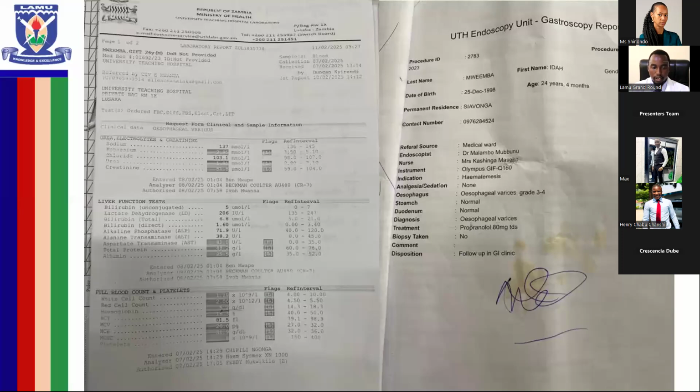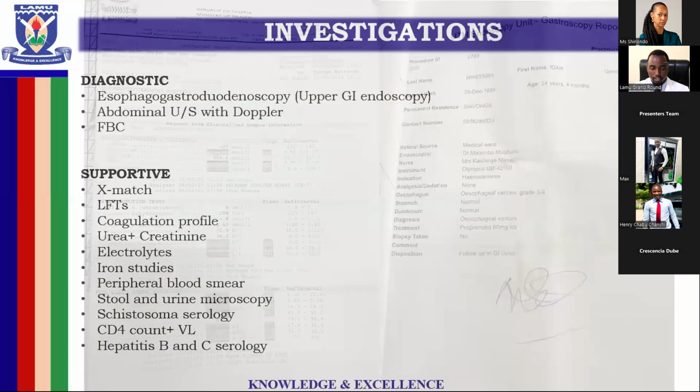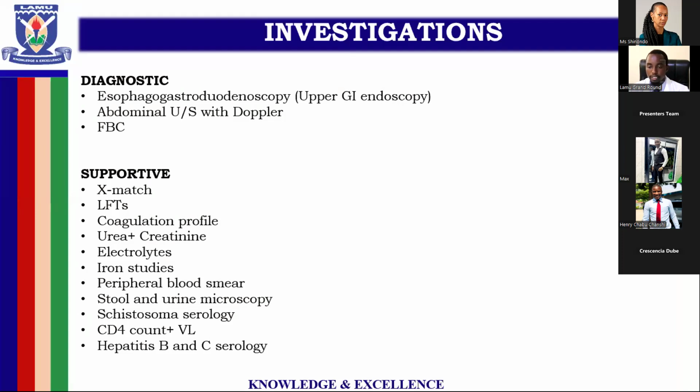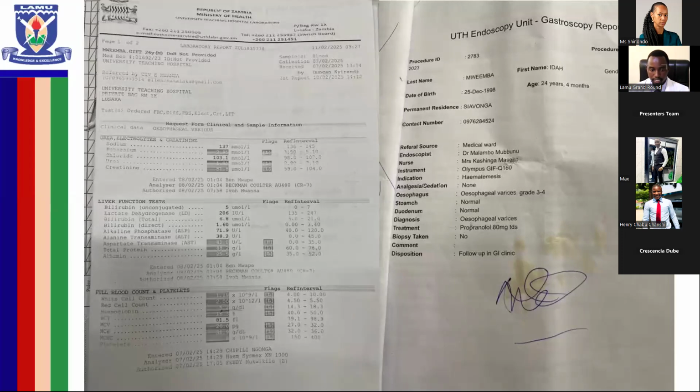However, for the supportive investigations, we would want to cross-match the patient. This is a patient who comes with bleeding, so we would want to prepare him for blood transfusion. We would also want to do the LFTs, or liver function tests, to assess if there is any possible liver pathology or cirrhosis that could have led to the portal hypertension and varices. We're also going to order the electrolytes, urea and creatinine. I'll show you the results on the next page. So here, as you can see, I'll start with the electrolytes on top.